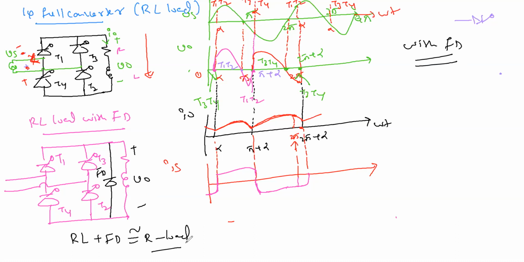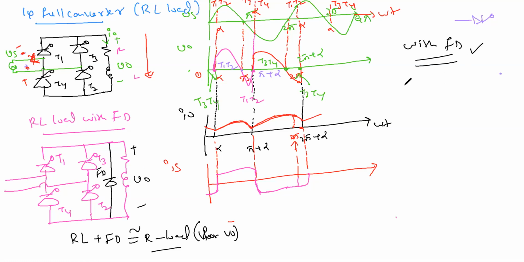RL load for V0. RL load with FD is equivalent to R load. That's all. क्योंकि R load में negative voltage कभी नहीं आएगा. Only the V0 positive will be obtaining. So if I draw this point, freewheeling diode का action कब आएगा?